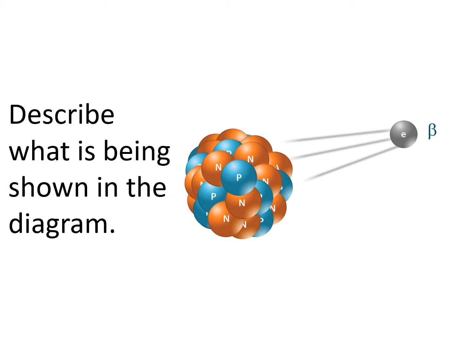From this diagram, we are being shown beta decay. What is happening is a nucleus is emitting a fast-moving electron. This is known as a beta particle. Now it's important to note that that electron did not exist inside the nucleus. It came into existence when a neutron turns into a proton.